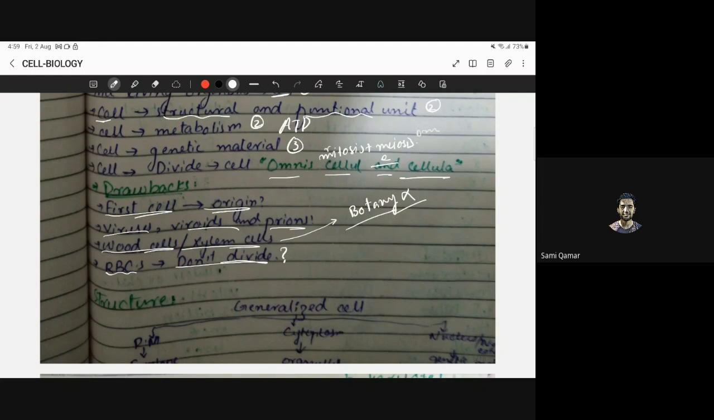I have a more critical point for you. You know about neurons. We will talk about RBCs later, but you have neurons. Why don't neurons divide? The brain cells, why don't they divide?